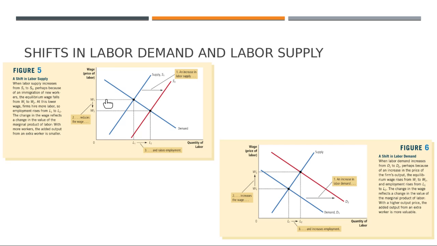Now, what are the effects of shifts in labor demand and labor supply? Well, let's hear the effects of an increase in labor supply. An increase in the labor supply shifts the supply curve rightward, as we see here, and it leads to the exact same consequences we expect when supply increases in any other market. We have a decrease in wages, and we have an increase in employment.